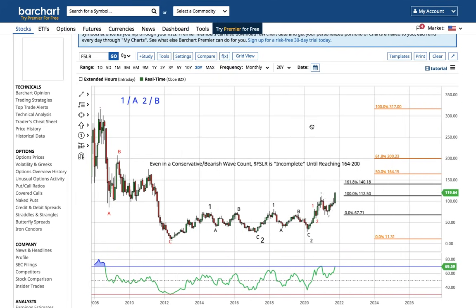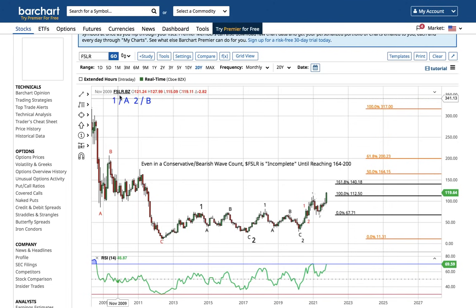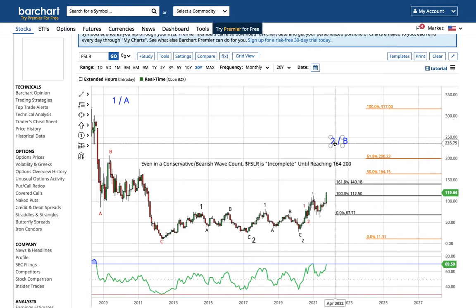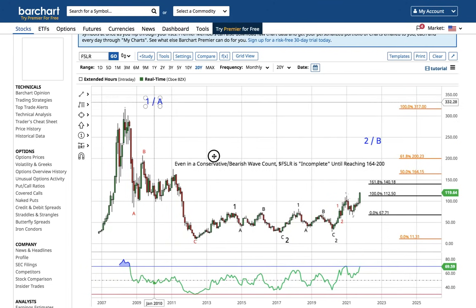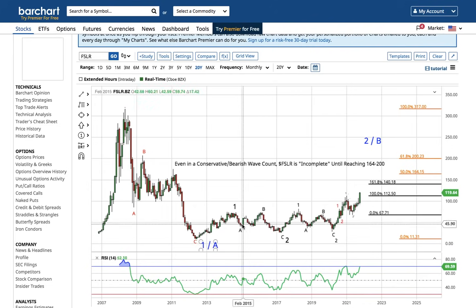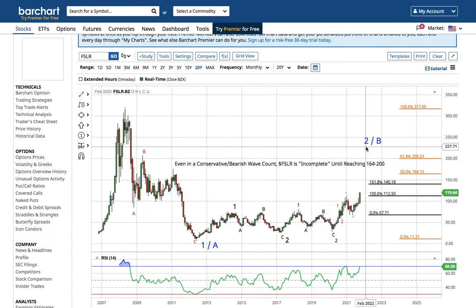I think it's more important to talk about the bigger degree picture. The most conservative view of First Solar is really a silly one, but it's that this is a wave A or a wave 1. So this is a wave 2 or a wave B in the all-time count.